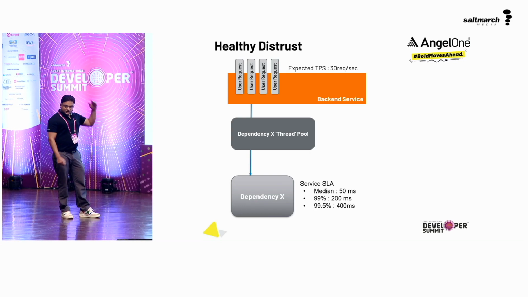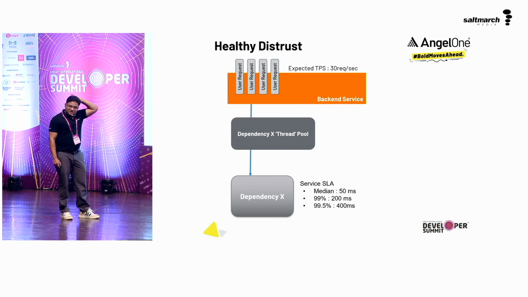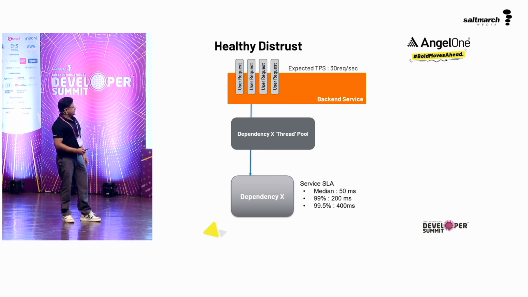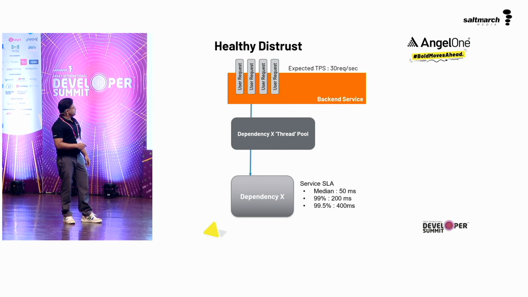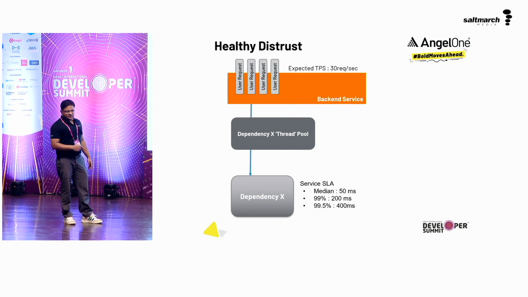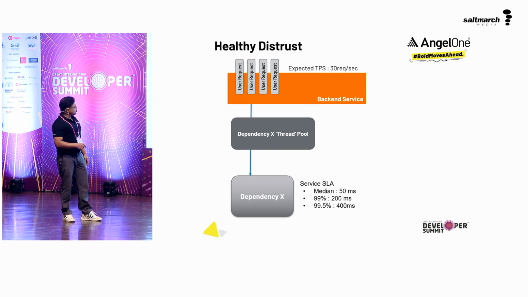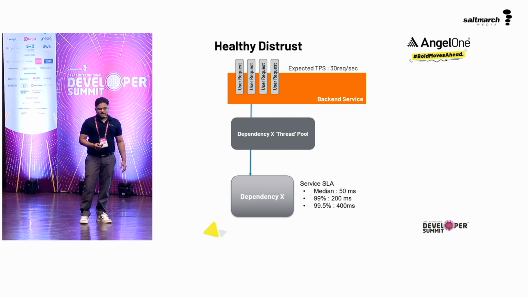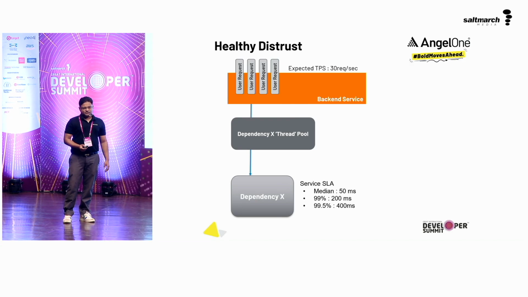So the basic idea is you have a per dependency thread pool. Thread is in quotes, I'll explain later. So that if this dependency goes down, the clogging is isolated, and if there are user requests which don't need this, they are not affected at all. Two problems to solve. How do you size the thread pool?